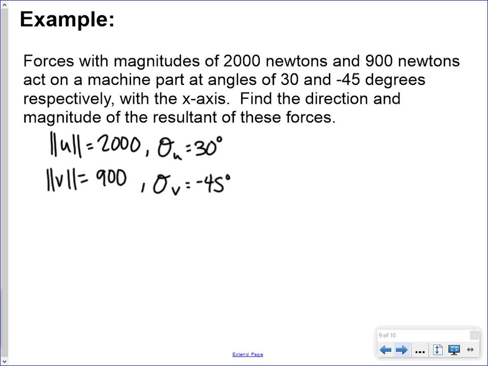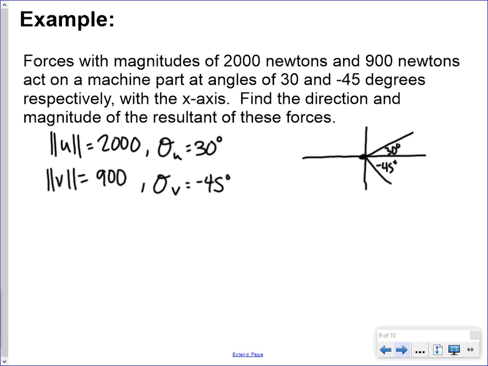So if you draw yourself a picture and you think about the 2,000 newtons and 900 newtons acting on the machine part, we'll put the machine part at the origin, angles of 30 degrees and then negative 45. You can use in this one negative 45 or 315. They're coterminal, so they have the same cosine and sine. More importantly is if you have something in the second quadrant, because then your cosine and sine would have different signs, positive and negative. Okay, but I'll use the negative 45 on this one.